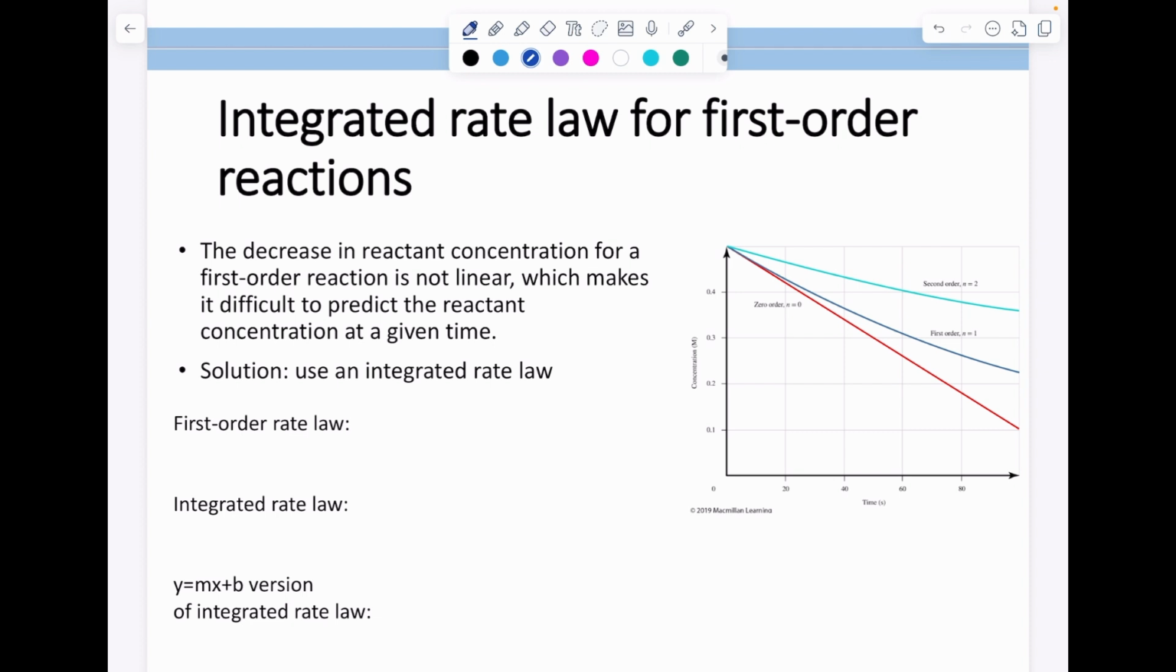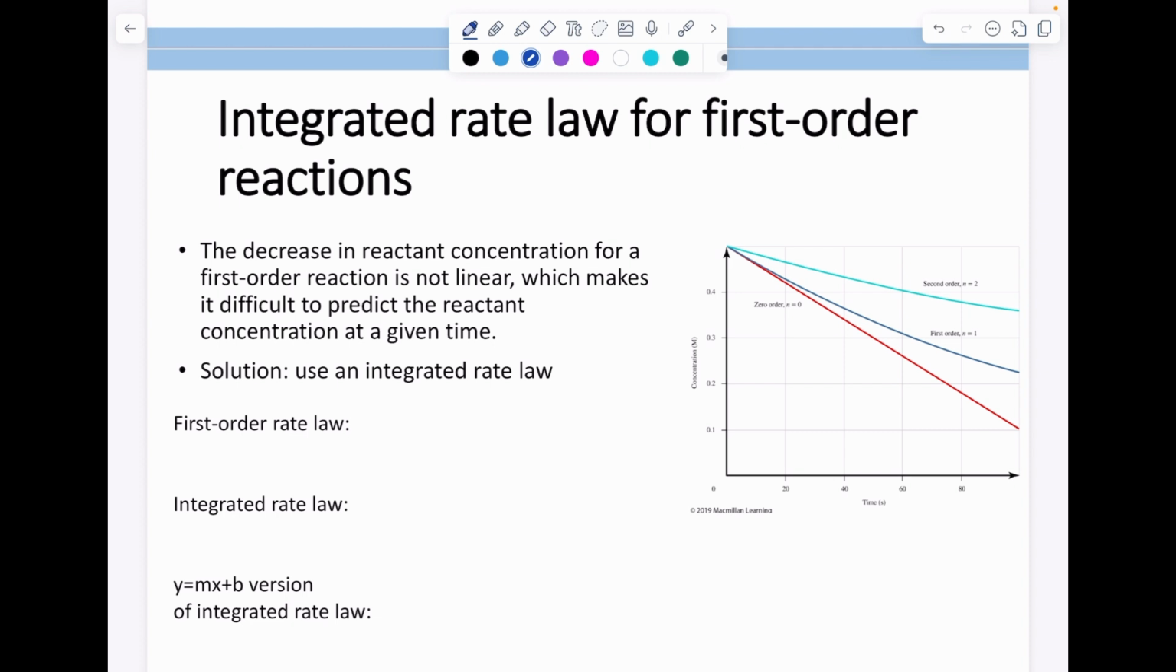That makes it difficult to predict the amount of reactant or the concentration of the reactant at a given time because it's not a linear graph. So this integrated rate law can be used to predict the concentration at a certain time, or if you know the concentration, how much time has passed.